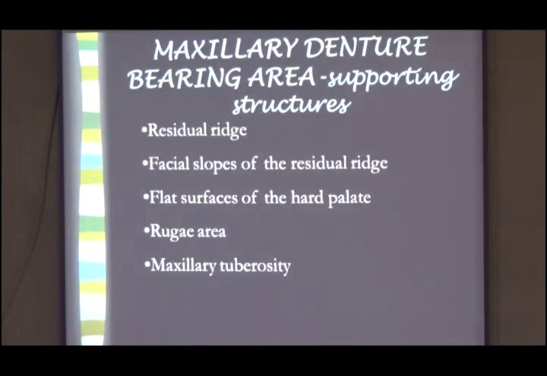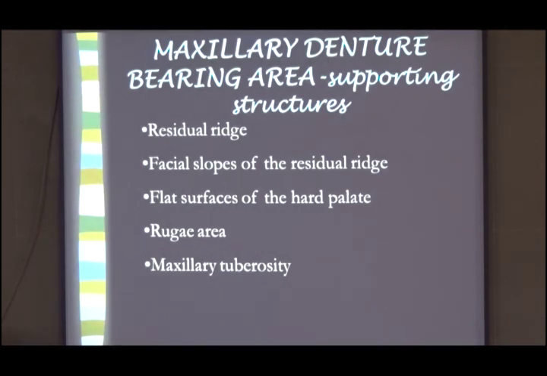So for that, first you should know what a complete denture is. A complete denture is an artificial prosthesis which is going to replace all the teeth along with the supporting structures. So what remains for you from the patient is only the residual alveolar ridge, upper and lower, on which you are going to construct a complete denture for the patient.